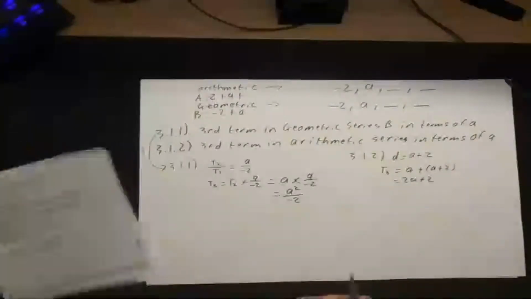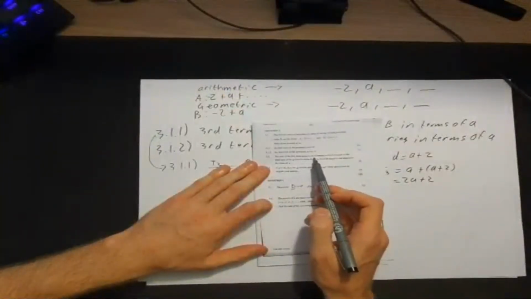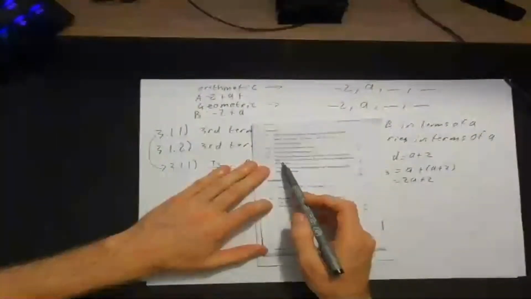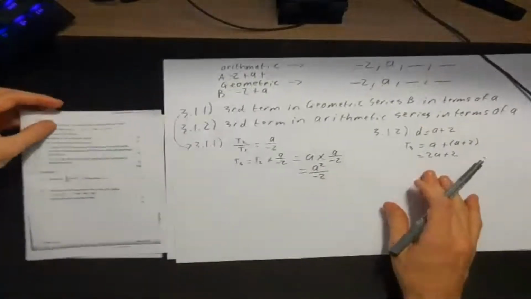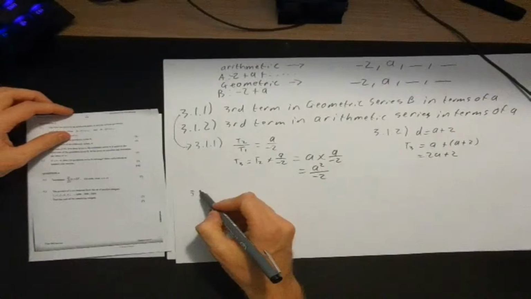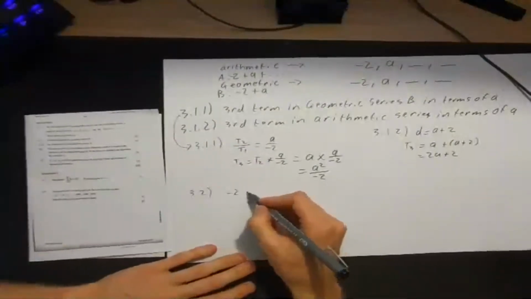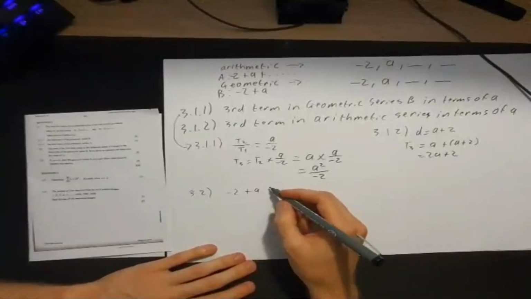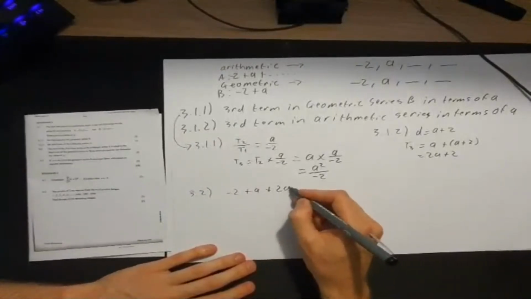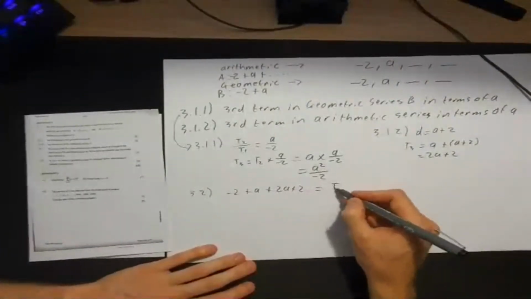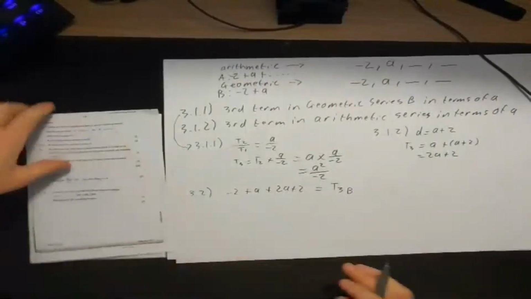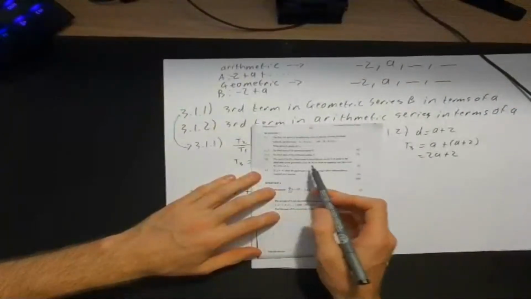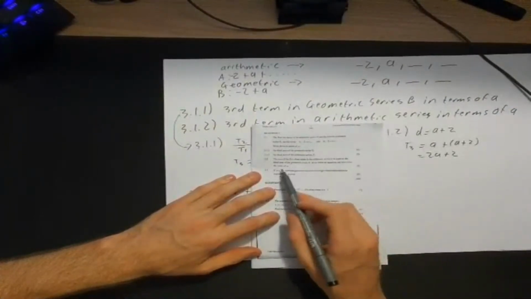Now 3.2. It says the sum of the first 3 terms in the arithmetic sequence A is equal to the third term of the geometric sequence B. So it's saying that minus 2 plus A plus 2A plus 2 equals T3 of B. So that's what they've told us here. Then it says write down the equation to determine the value of A.